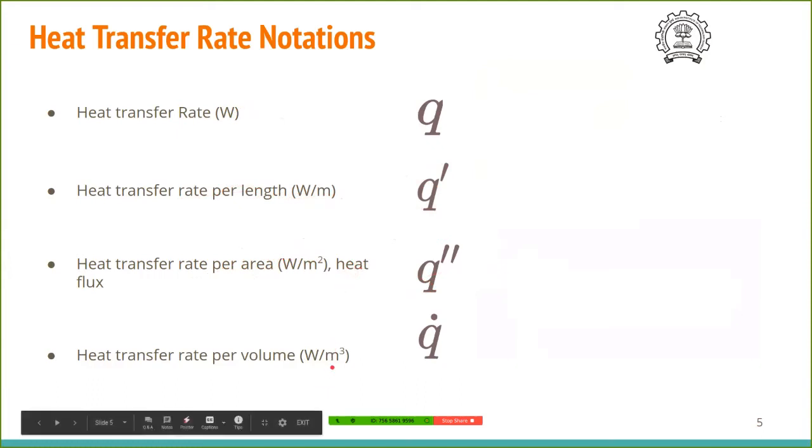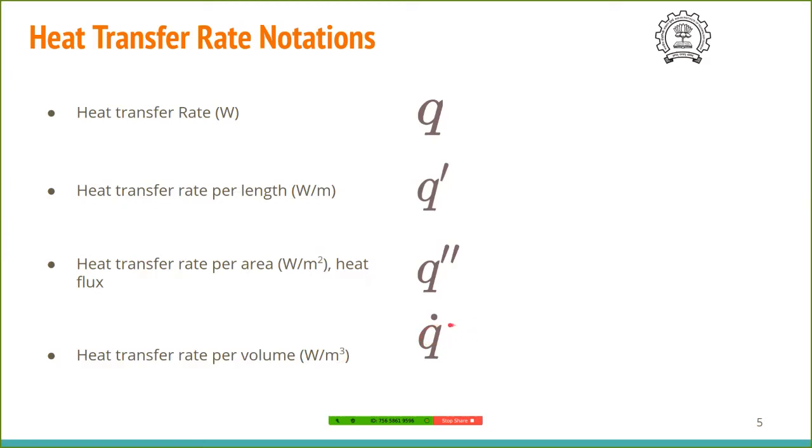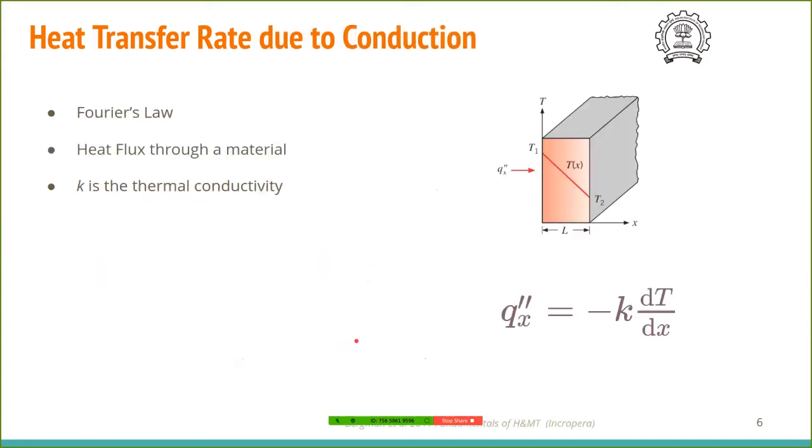And then you have the volumetric heat transfer rate, which is Q dot. It's not Q triple prime. Some people may use Q triple prime, but in this textbook, we denote it as Q dot, which is watt per meter cube. Now, heat transfer rate due to conduction, you've all studied, is written by Fourier's law. That is the heat flux, watt per meter square, which is Q double prime. It is proportional to the gradient of the temperature, and the proportionality constant is the thermal conductivity. So, that is Fourier's law.